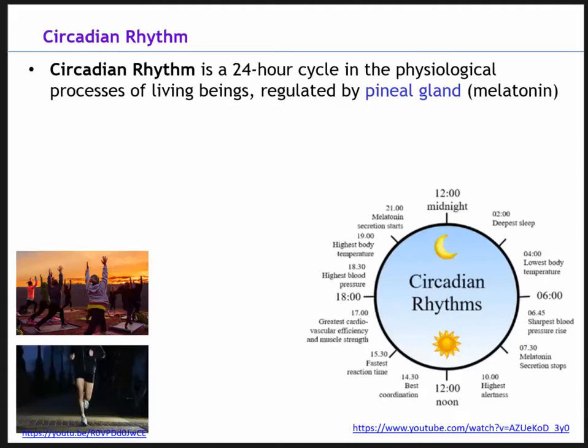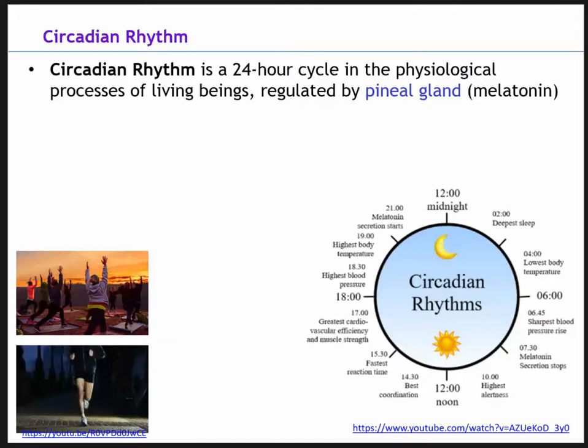But let's move on to circadian rhythm. This is a question on your assignment. So what is circadian rhythm? It's a 24-hour cycle in the physiological processes of living beings. It basically impacts hormones' response and release at different times throughout the day. Some hormones start low in the morning and then peak later in the day or at night. That would be growth hormone. Other hormones peak in the morning and then decline steadily throughout the day. That would be testosterone and cortisol.